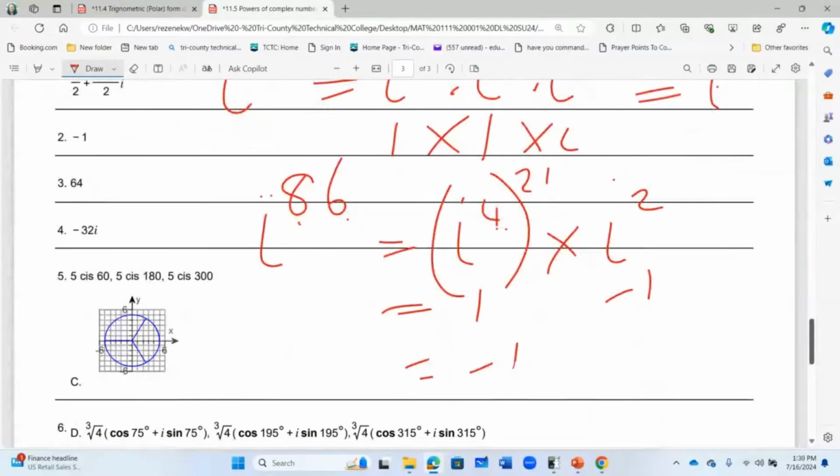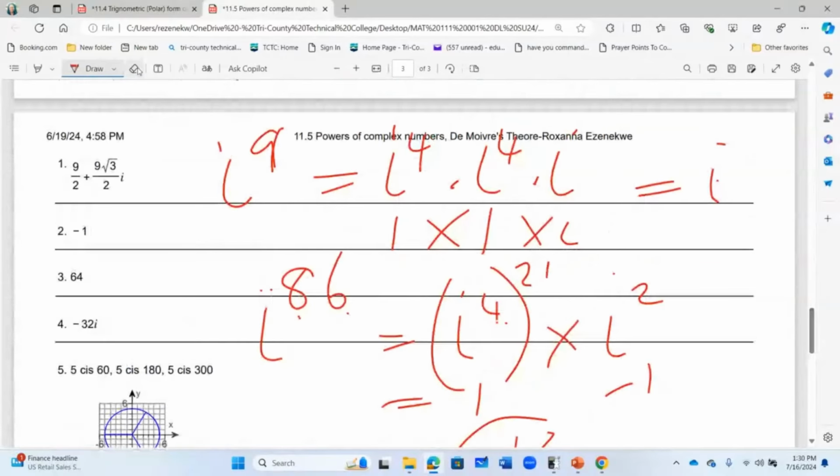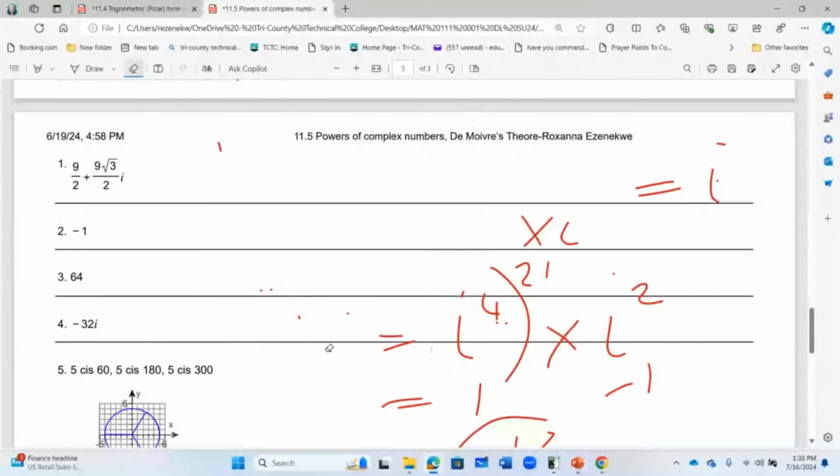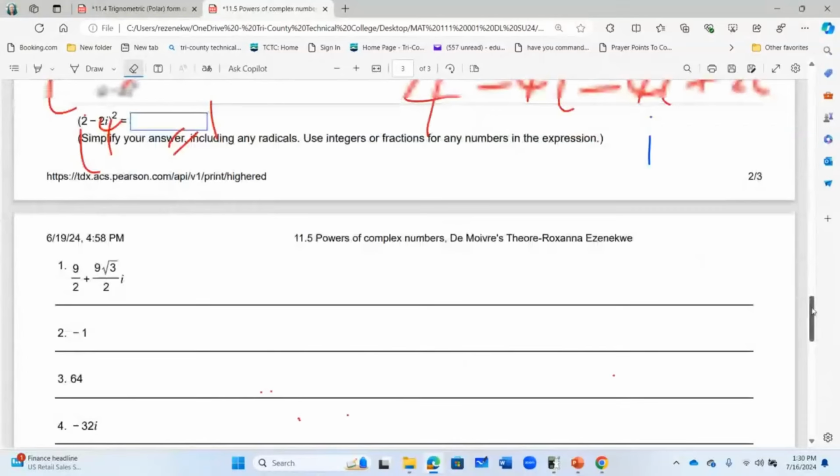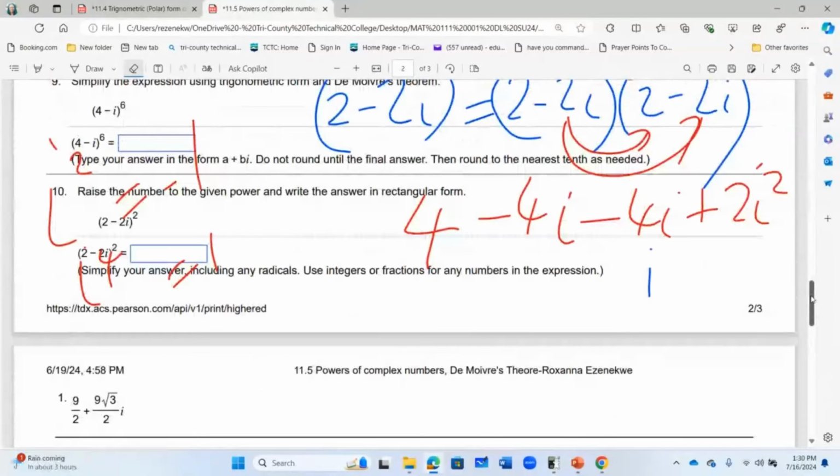Therefore, i to the power 86 is the same thing as negative 1. That is, by the way, I just reviewed powers of i. I hope you remember that. All right, so let's go back to what we were trying to simplify before. So now we go back to number 10. Is it number 10? The number we're talking about. Let's go there.